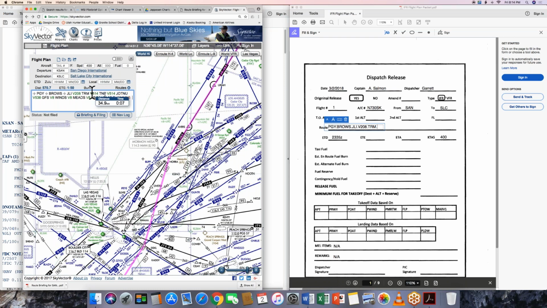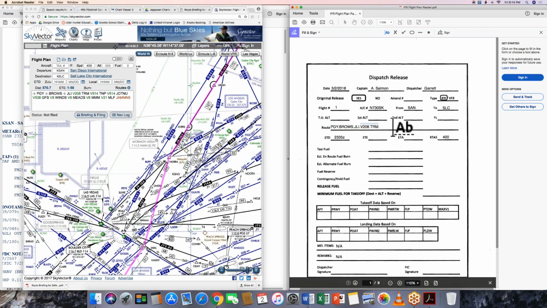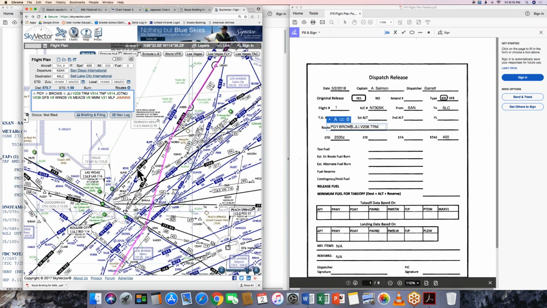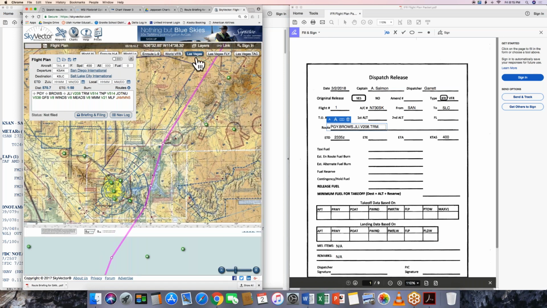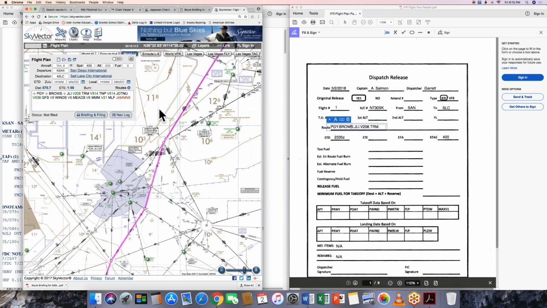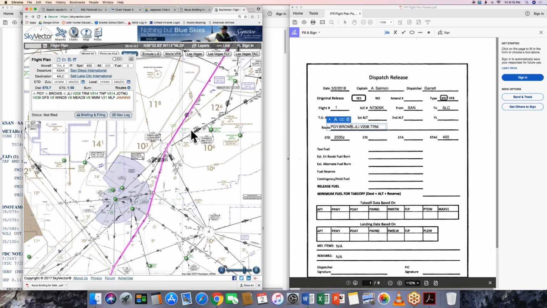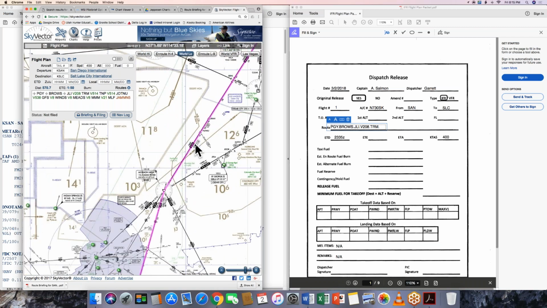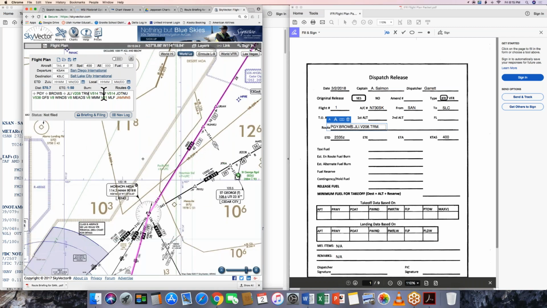The only time that we list a waypoint on our IFR flight plan route is when there's a change of direction, or when we change jet route or Victor route.